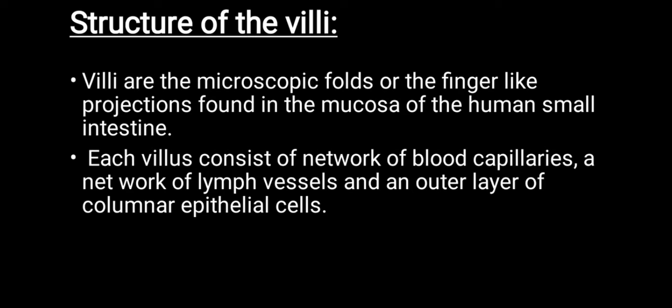So the villus consists of blood capillaries. We have studied blood capillaries. They are the blood vessels which are present in the organs and are only a cell thick. Lymph vessels carry lymph. Lymph absorbs the lipids or fat in our food. And an outer layer of columnar epithelial cells. Epithelial cells are the cells which cover the surface of either internal organs or the surface of the body.